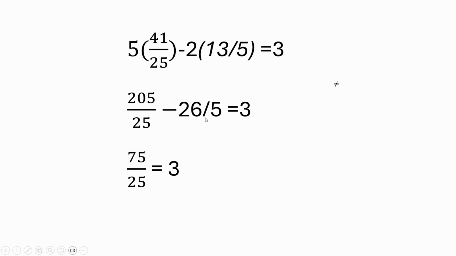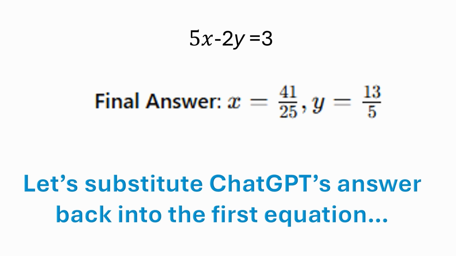So 205/25 minus 130/25, because again, I'm going to multiply the numerator and the denominator to get a common denominator. I'm going to end up with 75/25. 75 divided by 25 is 3. So at least on the first equation, it looks like their answer checks out. But let's go to the second equation.